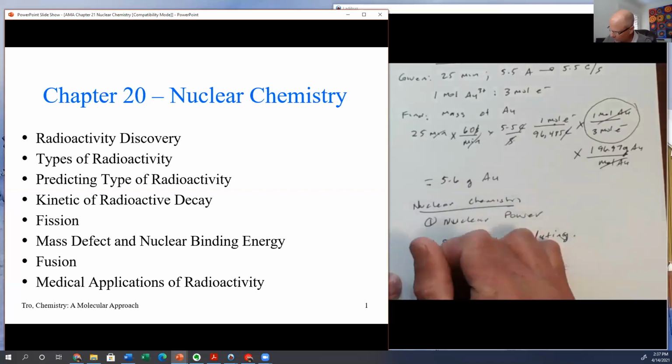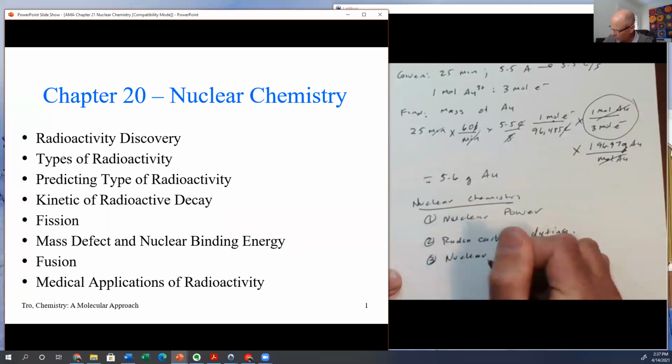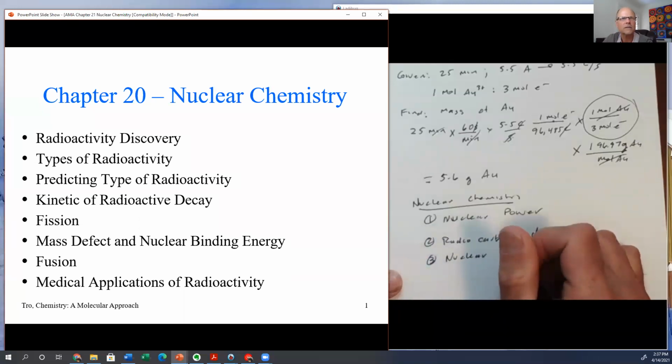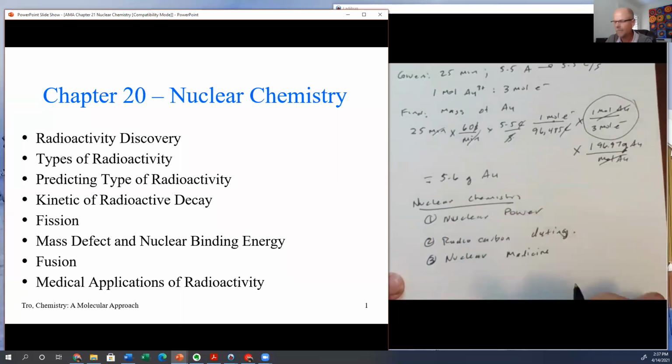Nuclear medicine is another good one. I know some of you are interested in medicine, right? And want to eventually go to medical school and perhaps become a physician. So nuclear medicine is a very, very important application of nuclear chemistry. I'll tell you a quick story here.